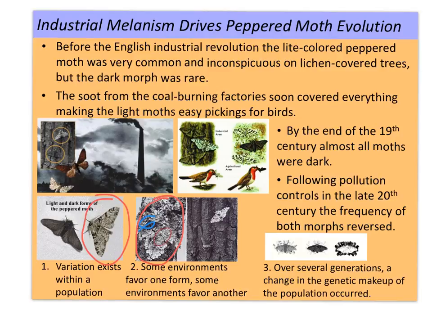Then, of course, the Industrial Revolution started. They started burning coal. Everything was covered in soot on the outside, the tree bark, the houses, the people inside their lungs. It was a mess, but it powered the Industrial Revolution. The tree bark got dark. The light-colored morph was easy to spot, as you can see here. And the dark-colored morph actually blended in.